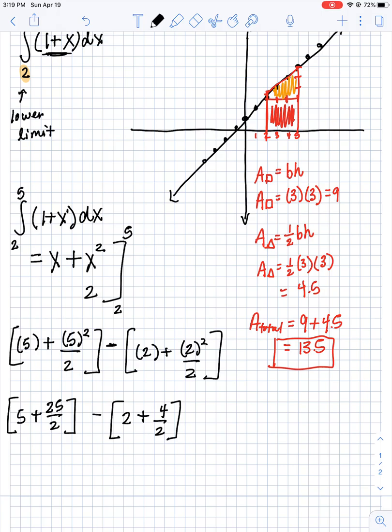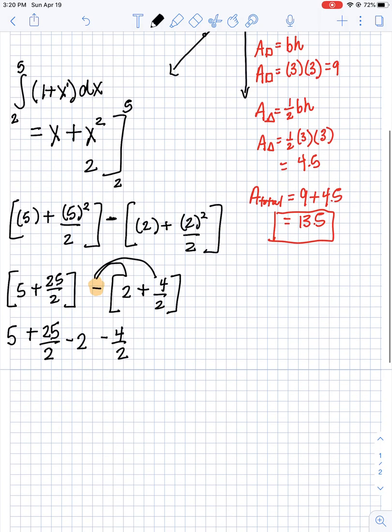I'm sorry. And so then I see a lot of kids make a mistake because of this minus sign right here in the middle. Guys, we're going to distribute that negative to both terms. So if I bring this down real nice and neat, I now have a negative 2 and a negative 4 over 2.